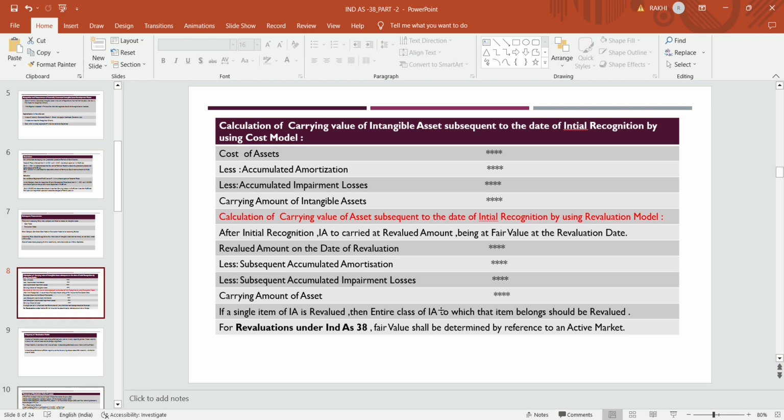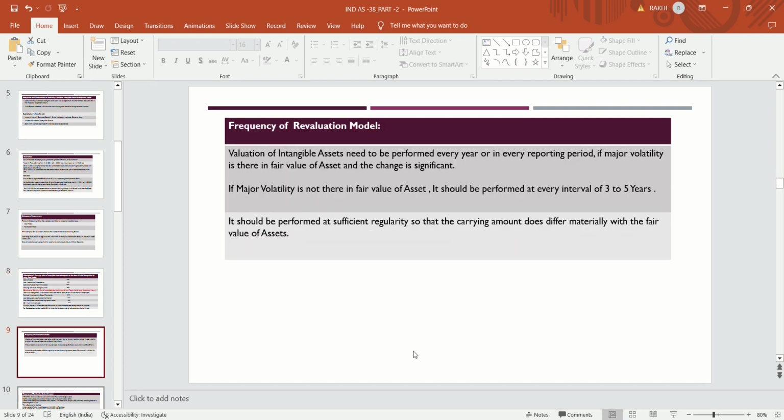So for revaluation under Ind AS 38, fair value shall be determined by reference to the active market. Whatever the market is, the fair value is determined accordingly. Now, frequency of revaluation model.